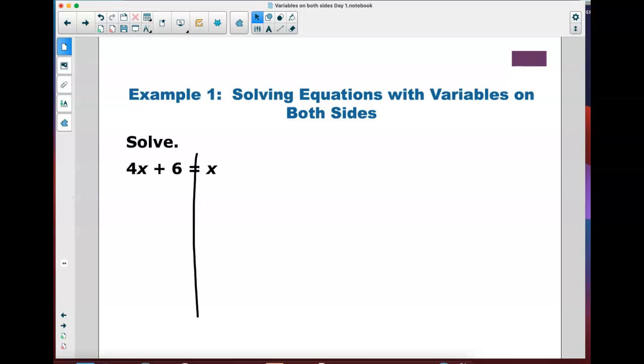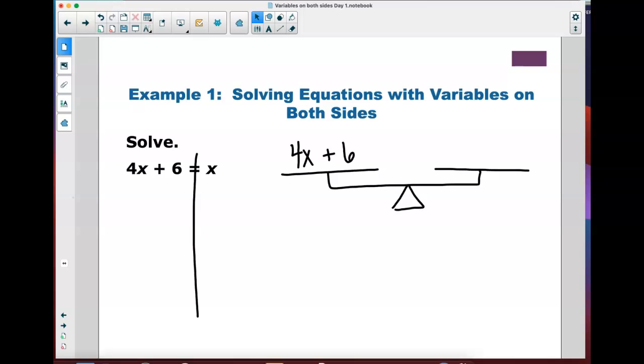This whole time that we've done equations, I've talked about it being like a scale, and the two sides are balanced. In this case, on one side of the scale we have a 4x plus 6, and on the other side we have an x. Because they're equal, the scale is totally balanced. The problem is we can't have a variable on each side. We want the variables only on one side, and it doesn't matter which side, but we want to get rid of them from one side.